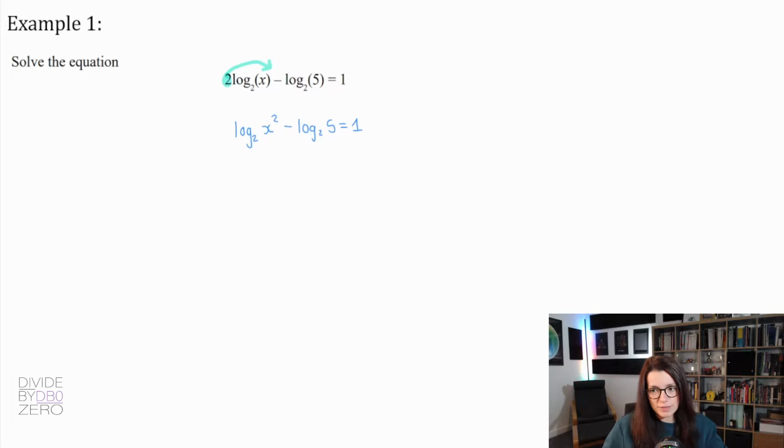Second log law about the subtraction means we can write this as log base 2 of x squared over 5 equals 1. And then we want to get rid of that log base 2. To do that, you're going to raise both sides of the equation to become a power of 2. That feels weird the first time you do it, but 2 to the power of log 2 cancels out because they are inverse functions of each other. Therefore you're left with just x squared over 5 on this side, and 2 to the power of 1 on that side. Means x squared over 5 is equal to 2, x squared equals 10.